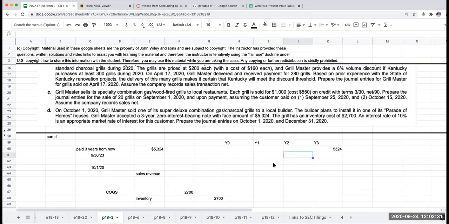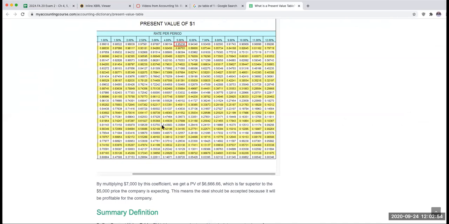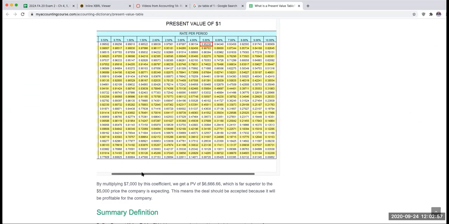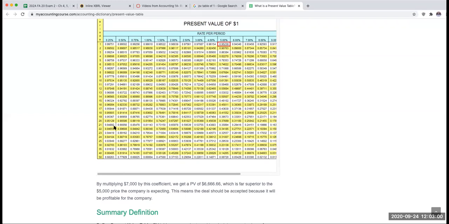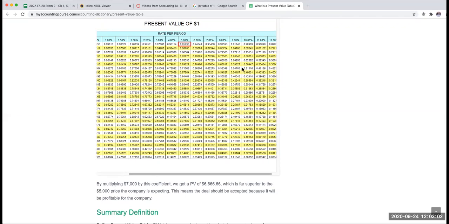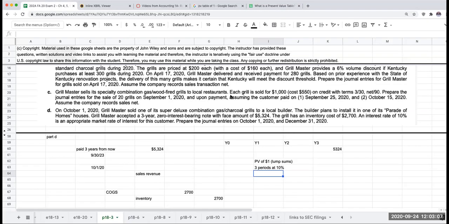The way I'm going to do it is I'm going to go to the present value of $1 table, which is for lump sums. And I'm going to say, okay, how many periods away is this being paid? It's a 3-year note. So I'm going to go to 3 periods at 10%. So if I come over here and look at this particular table, the present value of $1, 3 periods at 10%, I get 0.75131.